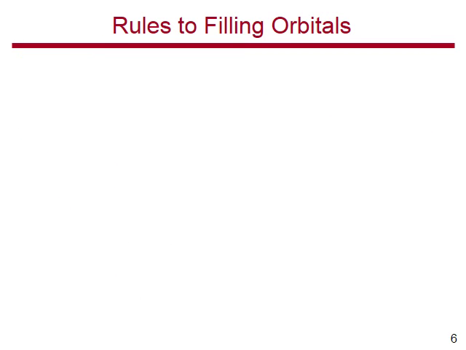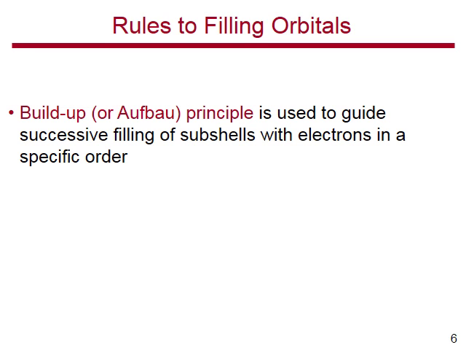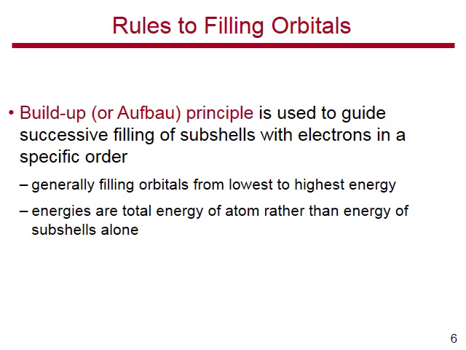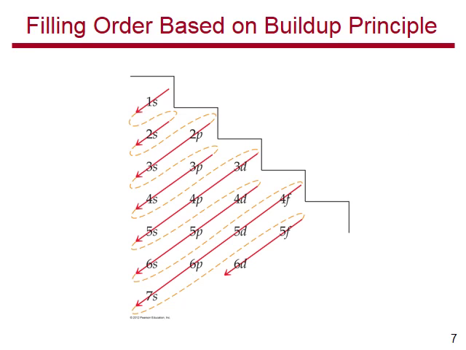Now let's go over the rules of filling the atomic orbitals with electrons. Rule number 1 is called the build-up or the Aufbau principle. According to this rule, electrons will fill orbitals from the lowest to highest energy. However, sometimes if there are two subshells of nearly the same energy, the build-up order is determined by the overall energy of the atom rather than the energy of the subshells alone. This is the filling order based on the build-up principle.